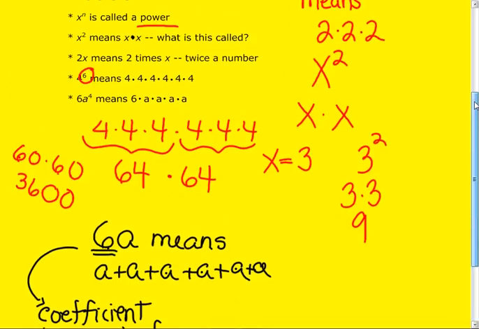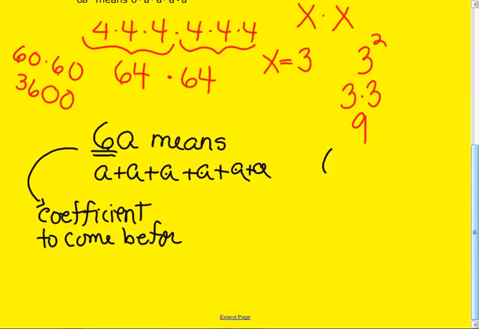So 6a to the 4th means 6 times a to the 4th. So it's a times a times a times a. And I don't want to write it as repeated multiplication, but I have 6 of these guys. So we have to understand that if the number's in front, it's repeated addition.